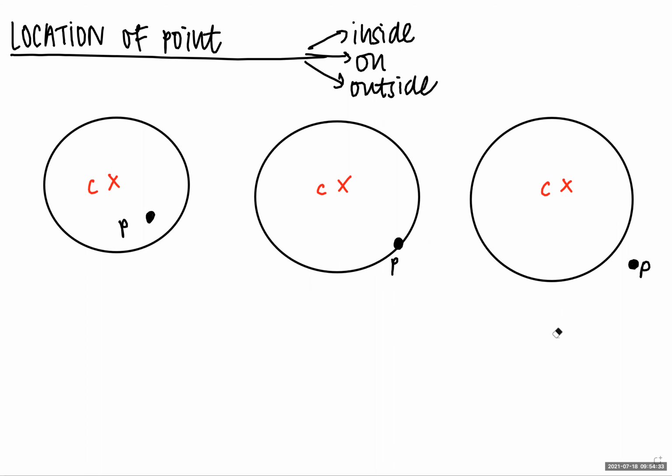Sometimes the question will ask you, is point P located inside the circle, on the circle, or outside the circle? So how are we going to determine? If you want to determine, we actually need to go and find the length CP.